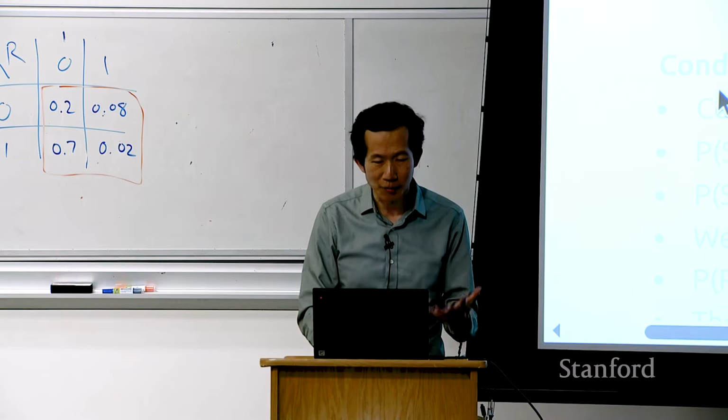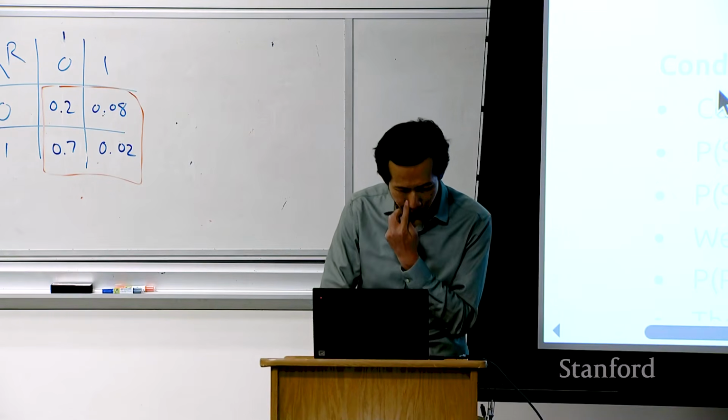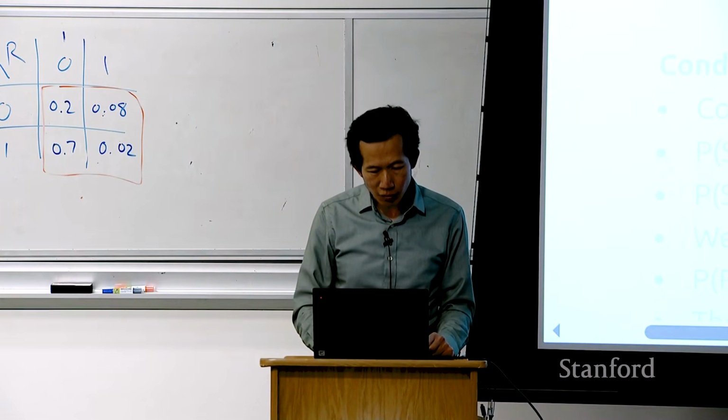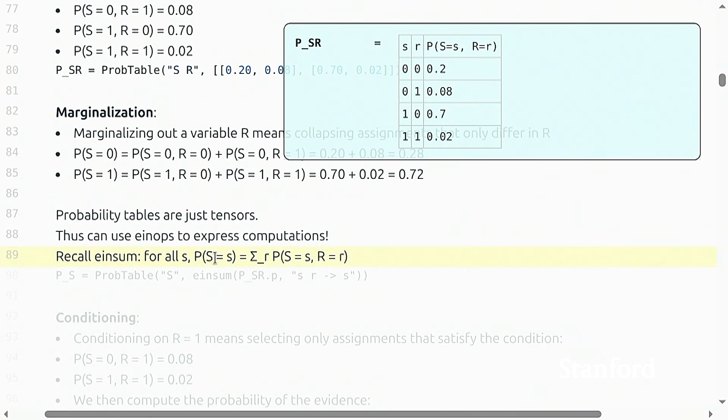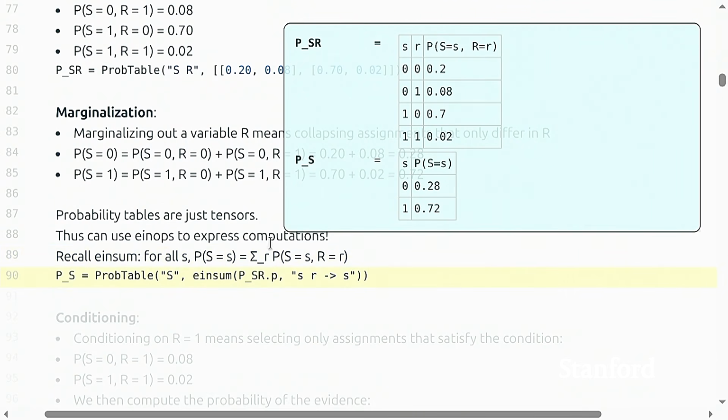Hopefully this will give you a deeper appreciation of einops. So just to write out formally what the marginal probability is: the probability of S equals s is the summation over R, the variable you're marginalizing out, of the joint. This is for all values of S, and you're summing over all values of R. If you remember einops, if you see something like this, you should be able to have a one-liner that represents that computation.